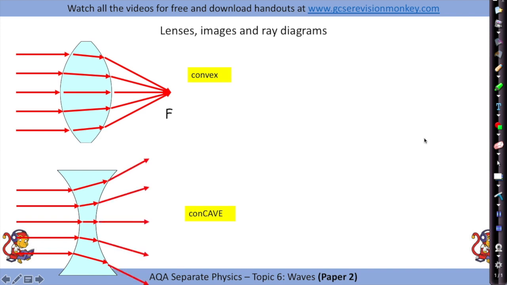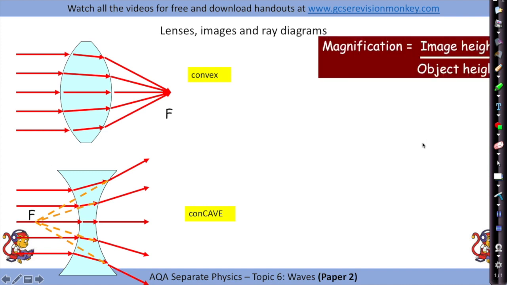Now, because they spread out, you might think, well, where's the focus point then? So this is where we have to draw those imaginary lines backwards. Drawing those imaginary lines backwards shows us where the focal point is behind the lens.